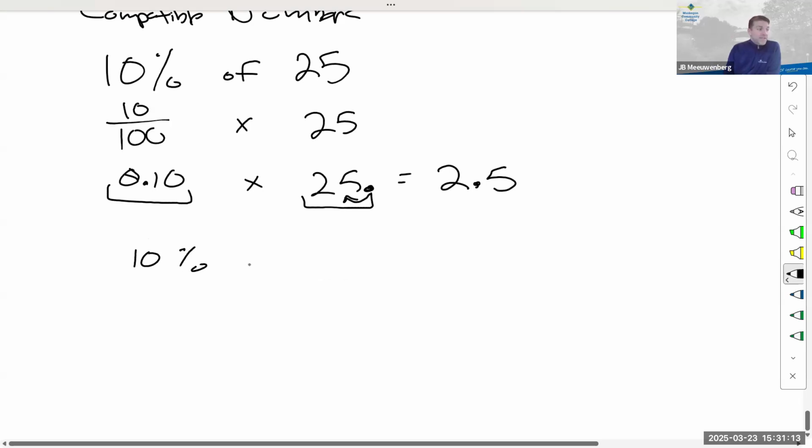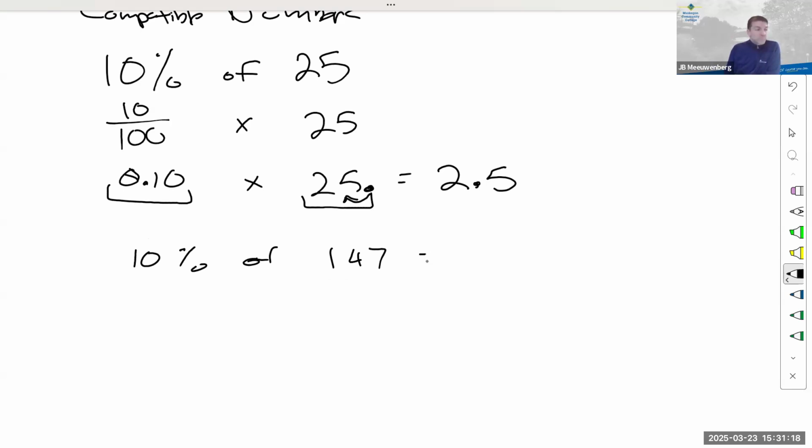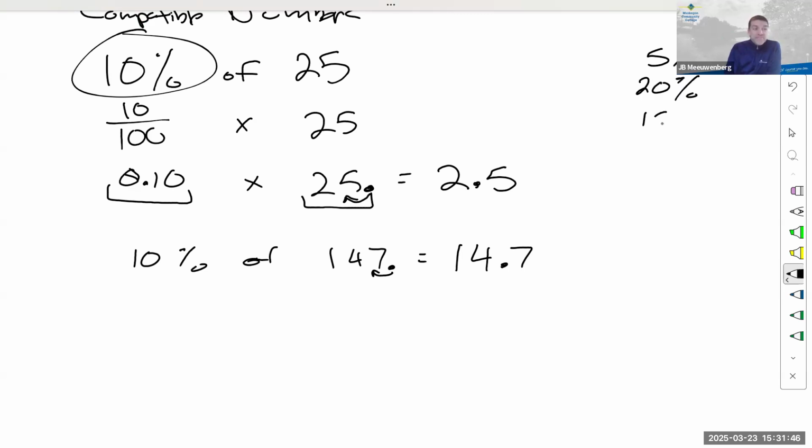Try 10% of 147. Did you get 14.7? Take the decimal here at the end, one spot to the left. That's it. So how can that be helpful to you? Well, if you have to take some other percentage of a number that you could manipulate 10% with, for example, maybe 5%, 20%, even 15%, any multiple of 10 is going to be really easy.